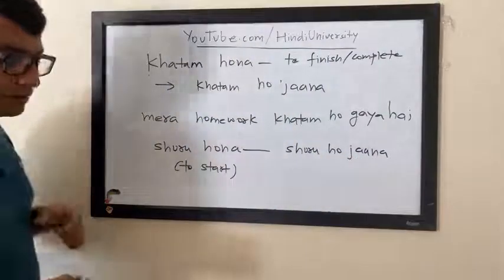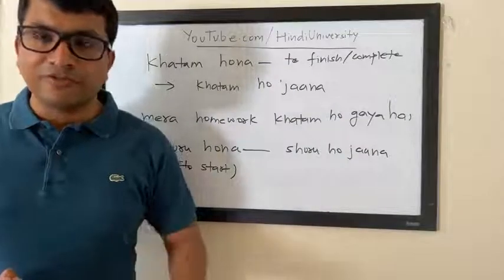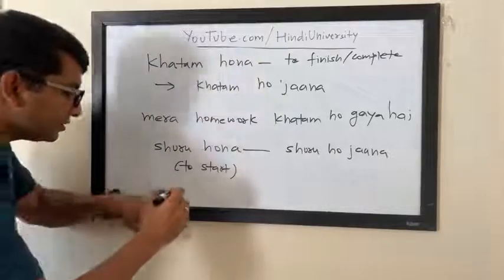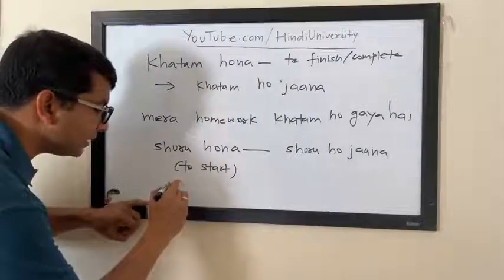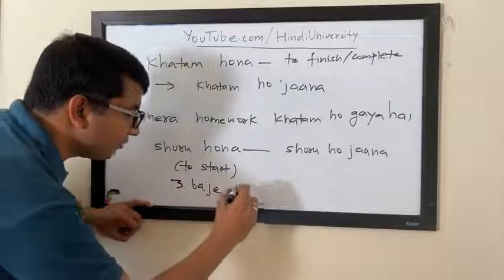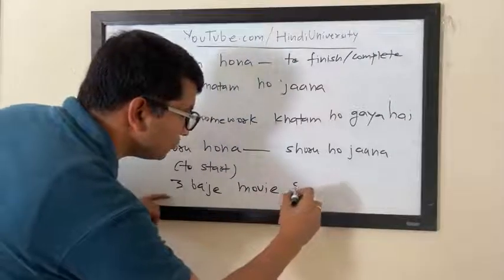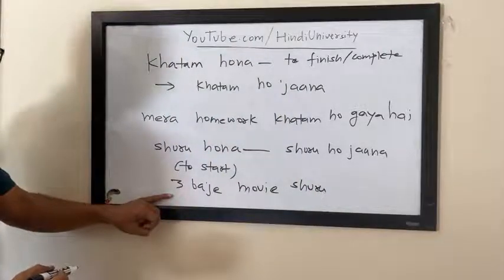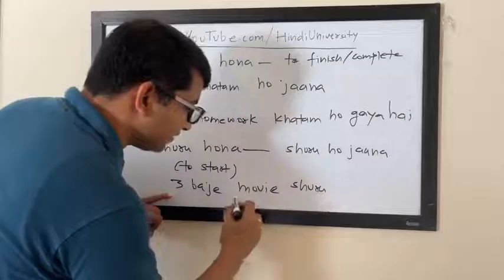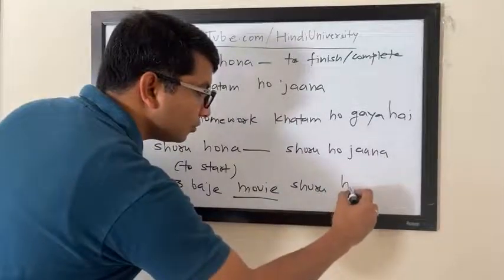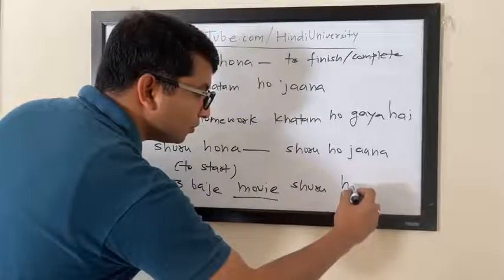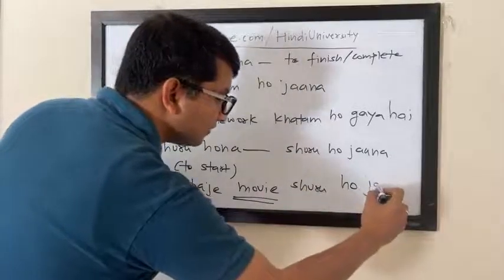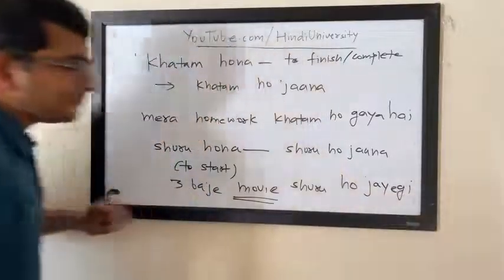Okay. So in the future, let's say you are in a theater, you are waiting for your friends, and you want them to rush. Jaldi kar, varna, like be quick, otherwise 3 baje movie shuru ho jayegi. Movie is feminine, so it would be ho jayegi. Movie shuru ho jayegi.